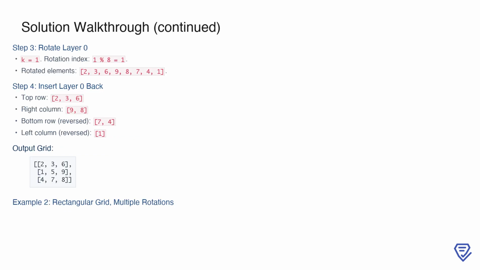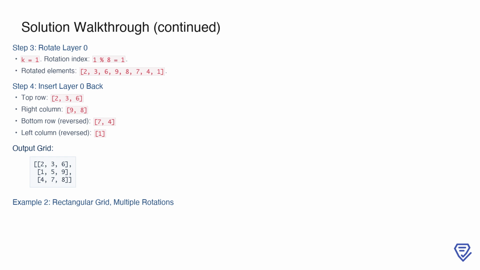Now that we have the elements of the layer, we rotate them. Since the rotation index k is 1, we calculate 1 % 8, which equals 1. This means we rotate the layer's elements by one position to the right. The rotated sequence becomes 2, 3, 6, 9, 8, 7, 4, 1.